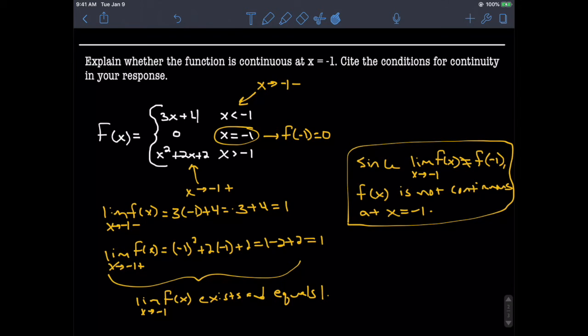Remember the 3 conditions for continuity. The limit has to exist, which means that the left and the right-hand limits have to equal each other, like in this last example here. The function has to exist, which means you have to have some output when you plug in your interested value for x, and then the limit and the function have to equal each other. If all 3 of those things are met, then your function is continuous at your value for x.